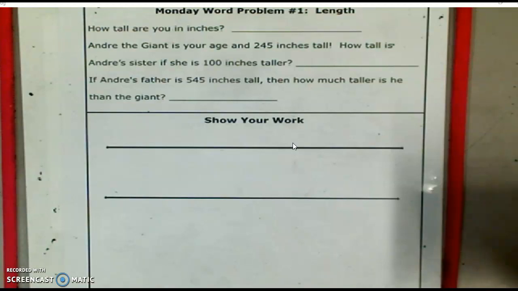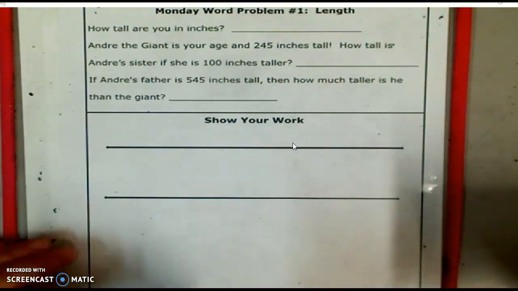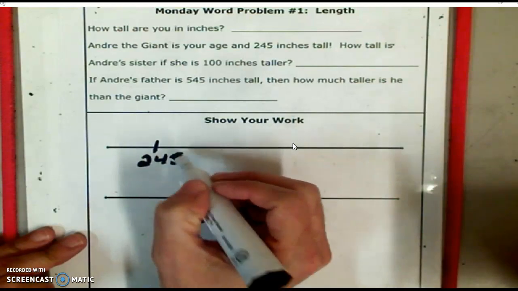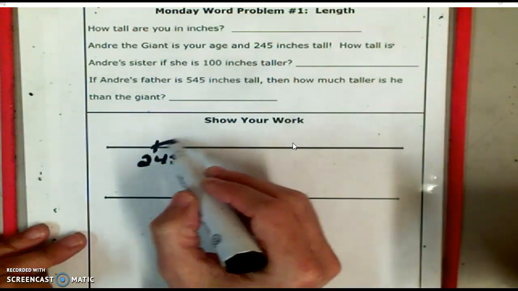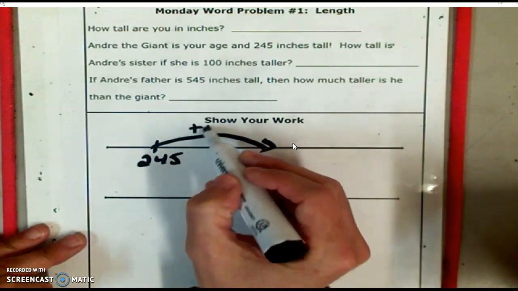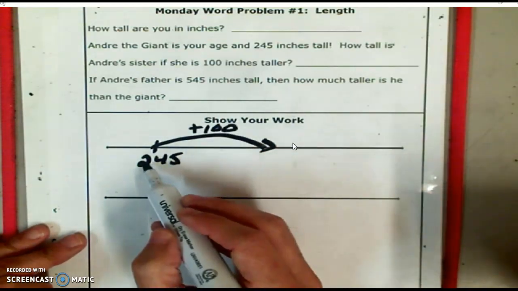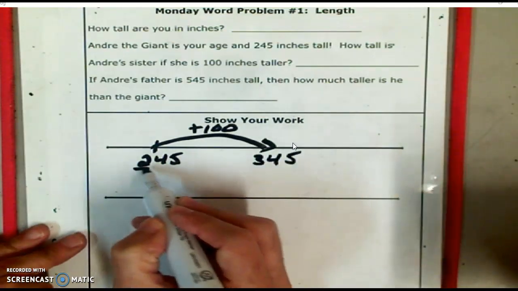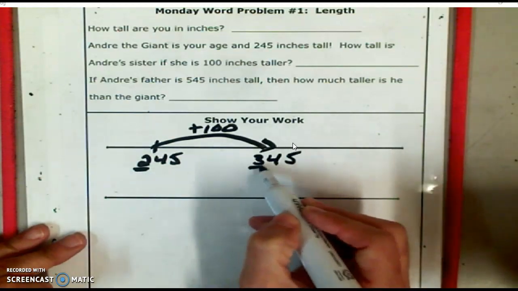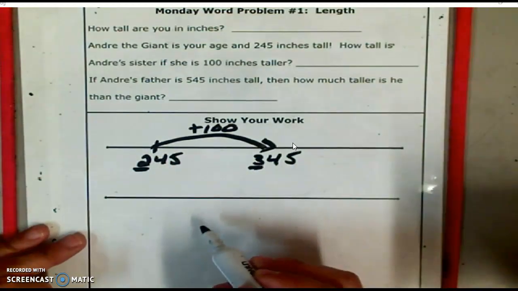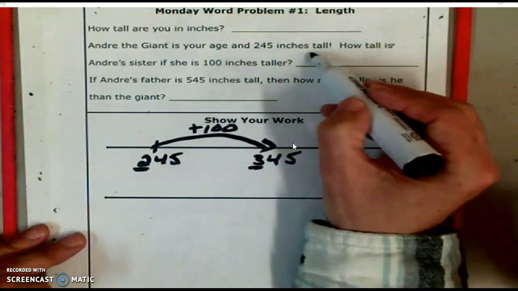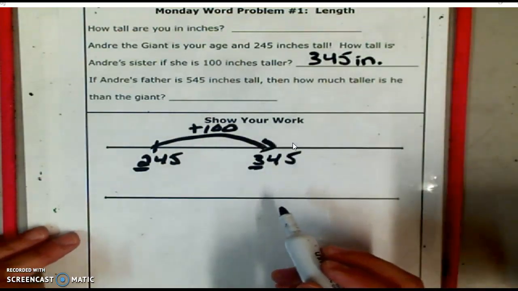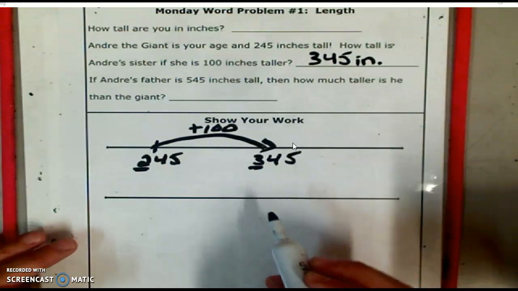All right, boys and girls, so you should have tried that out. So let's see, this is how I would do it. I would put 245. Okay, and it says Andre's sister is 100 inches taller. So go up 100. That should give me 345, because only the hundreds place, like we've been looking at, would go up, right? The 45 would stay the same, okay? So that would be my answer, 345 inches. You can put IN period for short, okay? All right, let's look at the next question.